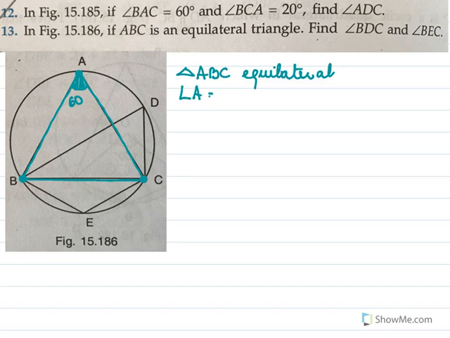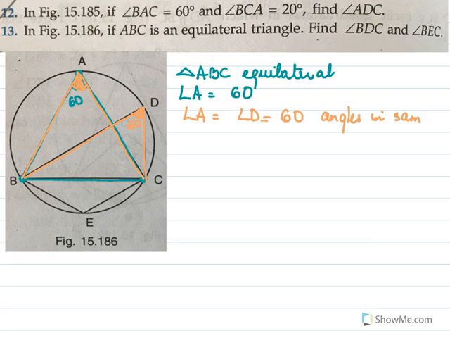Therefore, angle A equal to 60. That's the first step. Now there are two angles in the same segment, and that is angle A, which will also be equal to angle D. This angle A will be equal to angle D, angles in the same segment. So angle A equal to angle D equal to 60. So this angle will also be 60, angles in the same segment or same arc.